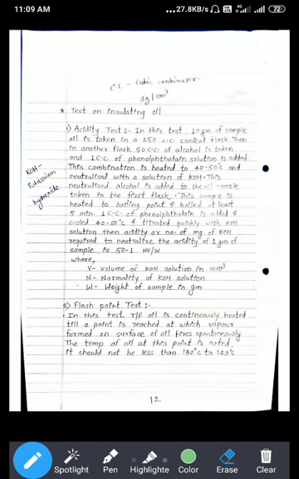Now second is the flash point test. In this test, transformer oil is continuously heated till a point is reached at which vapor formed on the surface of the oil fires spontaneously. Already we have discussed this point in properties of a good transformer oil.